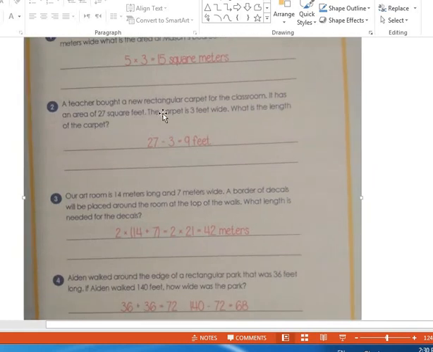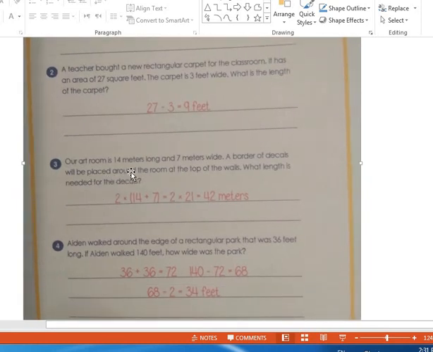A teacher bought a new rectangular carpet for the classroom. It has an area of 27 square feet. The carpet is 3 wide. What's the length? It's very easy to do. 27, the total area, divided by 3, which is the width. So the area divided by the width will be 9. Here the length.